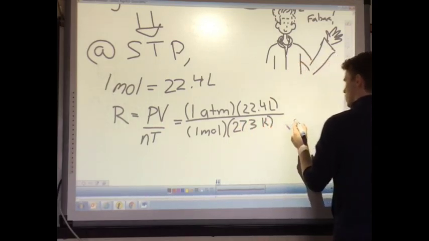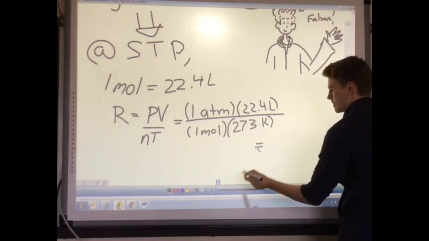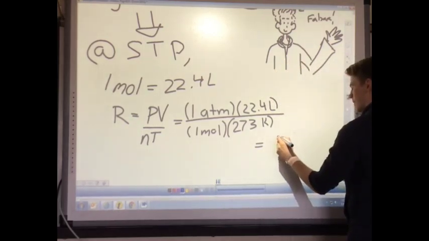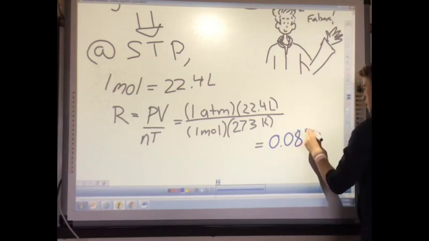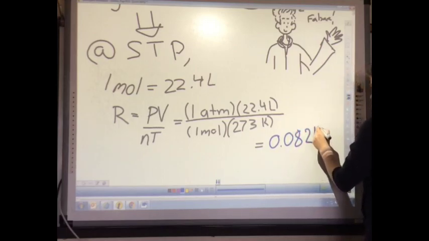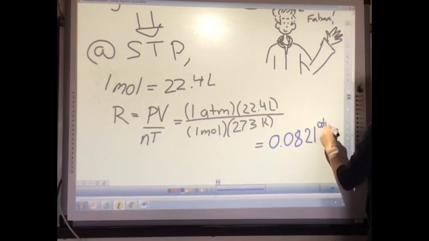If we solve for R and plug in all the values, R equals 0.0821 atmosphere liters per mole Kelvin. The units of R are important since using different units for pressure, temperature, and volume will result in a different R value.